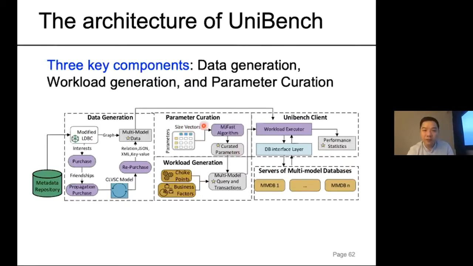And the parameter curation is used to configure the binding parameters for the query. The cornerstone of this component is the NG-FAST algorithm, which characterizes the multimodal query by identifying the parameters as a size vector. Then we use LHS sampling to choose the parameters.